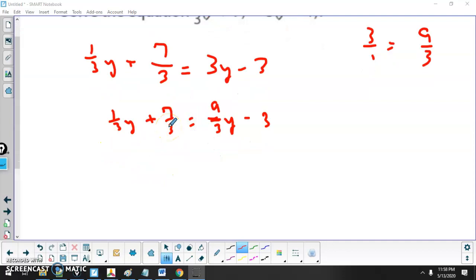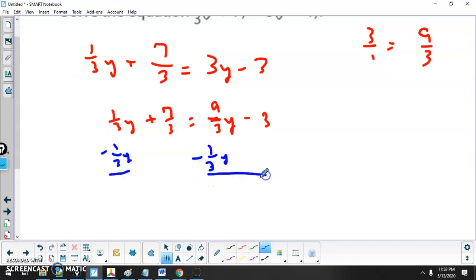All right, so now we need to move the variable terms all to the same side. So let's stay positive once again. It's always good to stay positive. So 1/3 y, we need to get rid of it, so we're going to subtract 1/3 on this side.